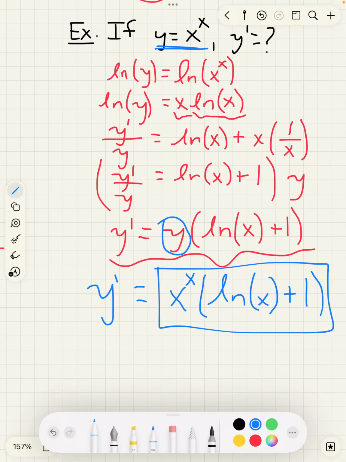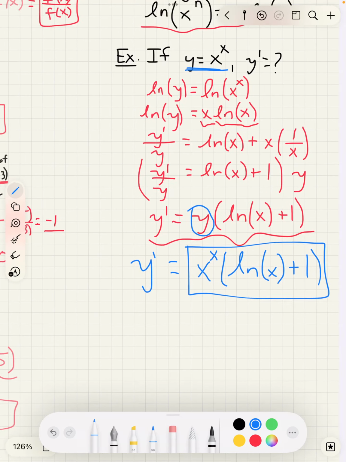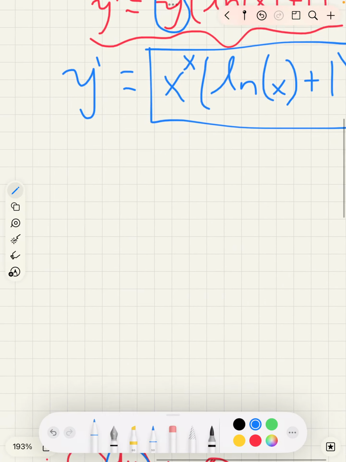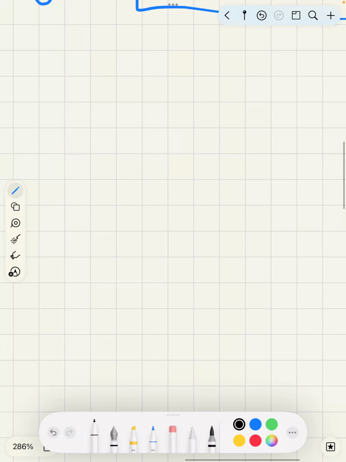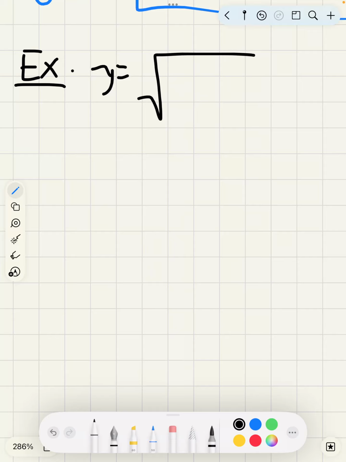Now another case where this can be helpful to us is when we have things involving square roots, quotients, all sorts of nasty looking things. So let's say that I have the function y equals the square root of x squared minus 9 over x squared plus 9.